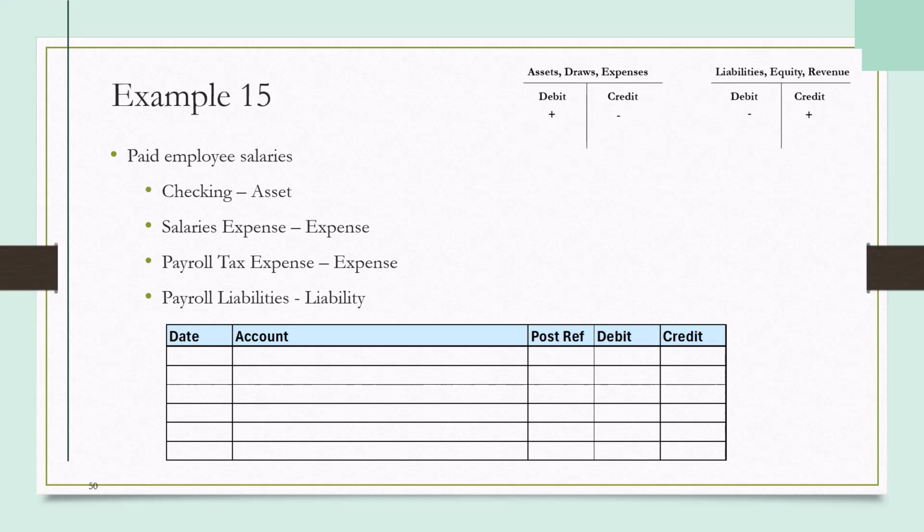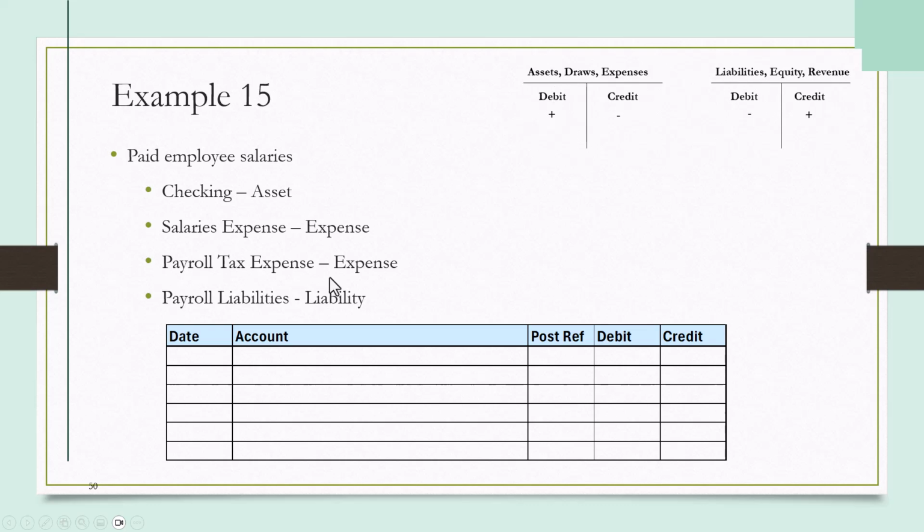So the business will be paying something, money will be subtracted from checking. Checking is an asset, so we're going to do a credit to checking for the net pay. And then they also have salaries expense. The expense of the business will be the gross pay of the employee. And when we add to expenses, those are debits.